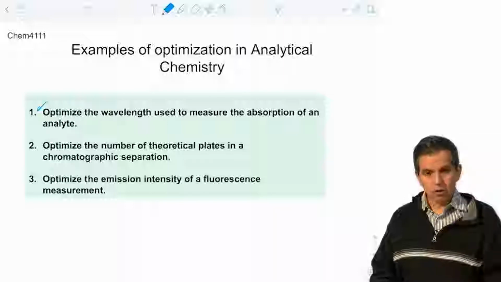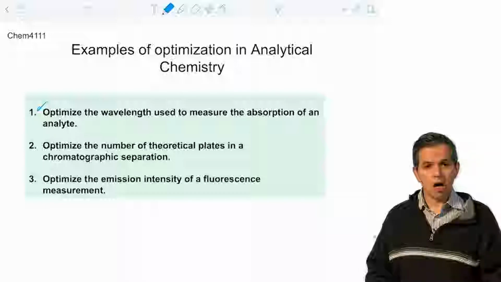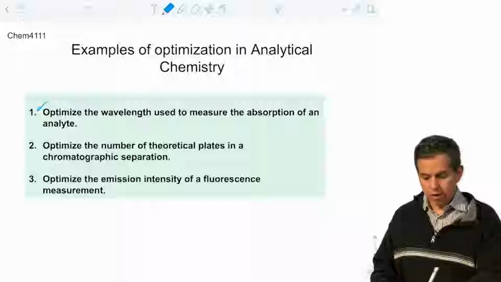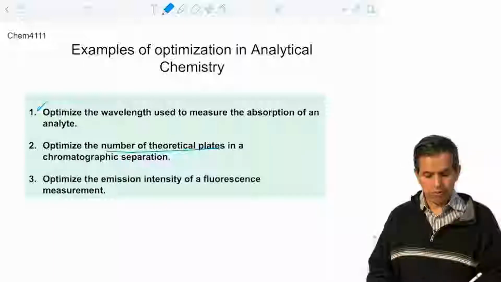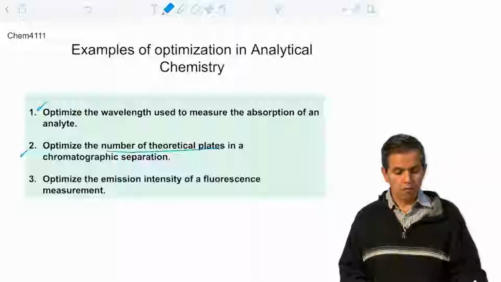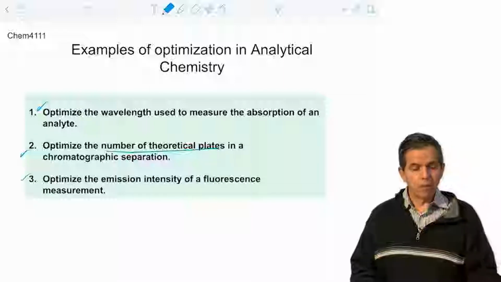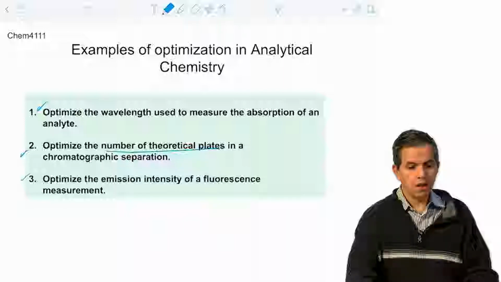We can also think about when we are doing a separation by chromatography to try to understand how we can actually have very sharp peaks by optimizing the number of theoretical plates in the chromatographic separation. Or we can think about, like in experiment 4, trying to optimize the emission intensity of a fluorescent measurement. So all of these types of measurements will require a specific procedure to find the best condition for the measurement in question.